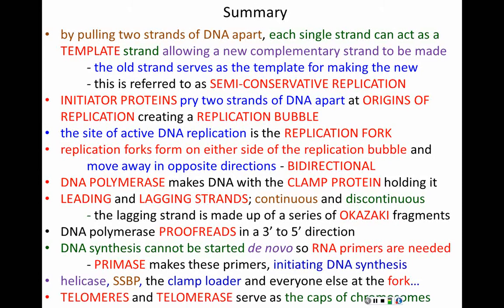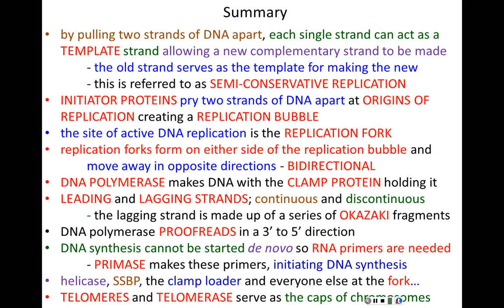Finally, we ended with a very brief discussion on telomeres. Telomeres are chromosome caps, and they help us solve the end replication problem. This is the idea that DNA strands of chromosomes would shorten with each round of replication, because RNA primase would have no way of putting an RNA primer under itself.